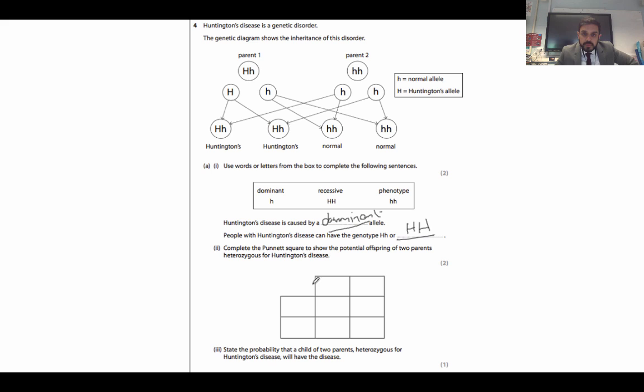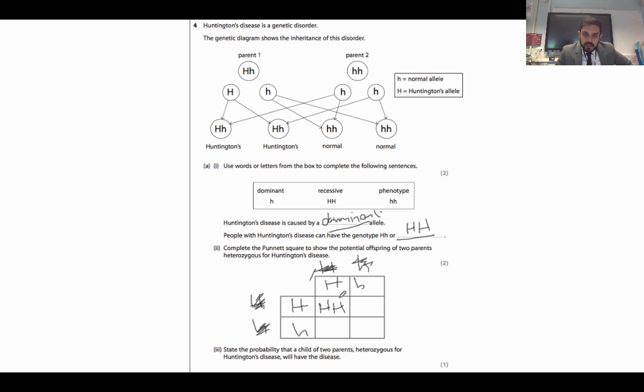Okay. Complete the Punnett square to show the potential offspring of two heterozygous parents. So both the parents are heterozygous for Huntington's disease. So they both are hetero. That means they both have one of each. So I'll draw the Punnett square. In fact, to be fair, they've made your life a little bit easier and you can write them in here. So we'll do that as well. Hh, Hh. Okay, there and there.